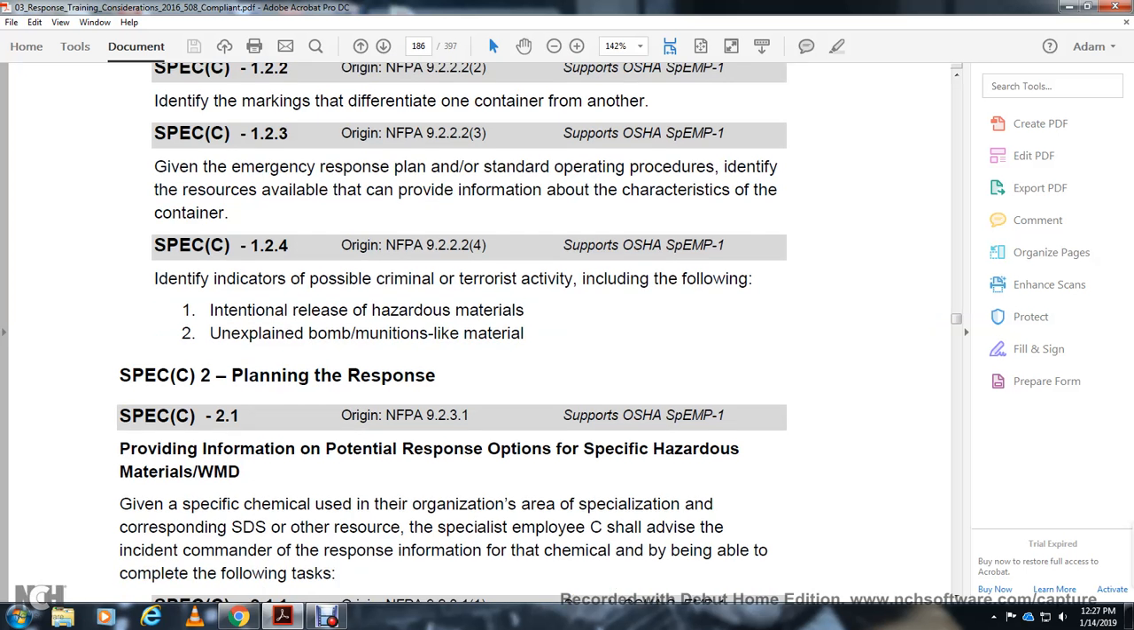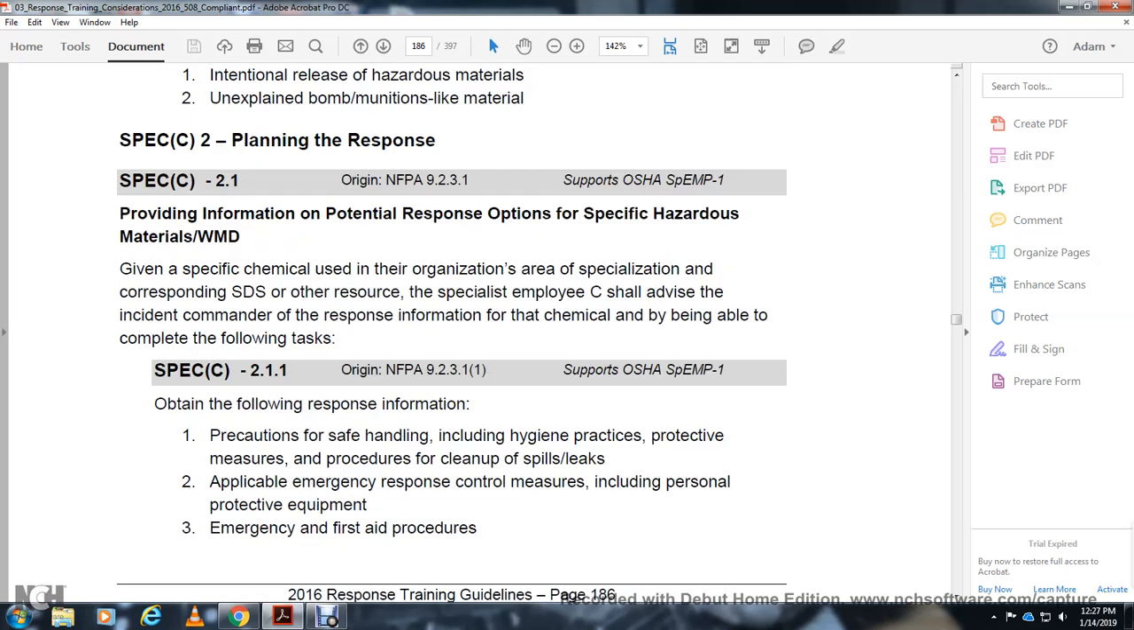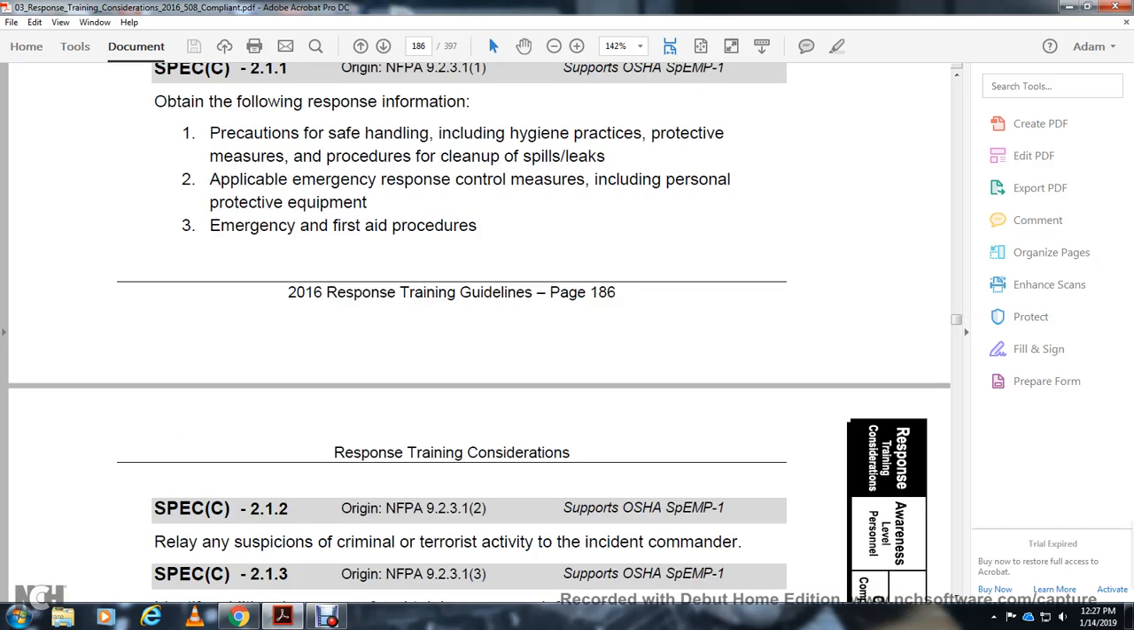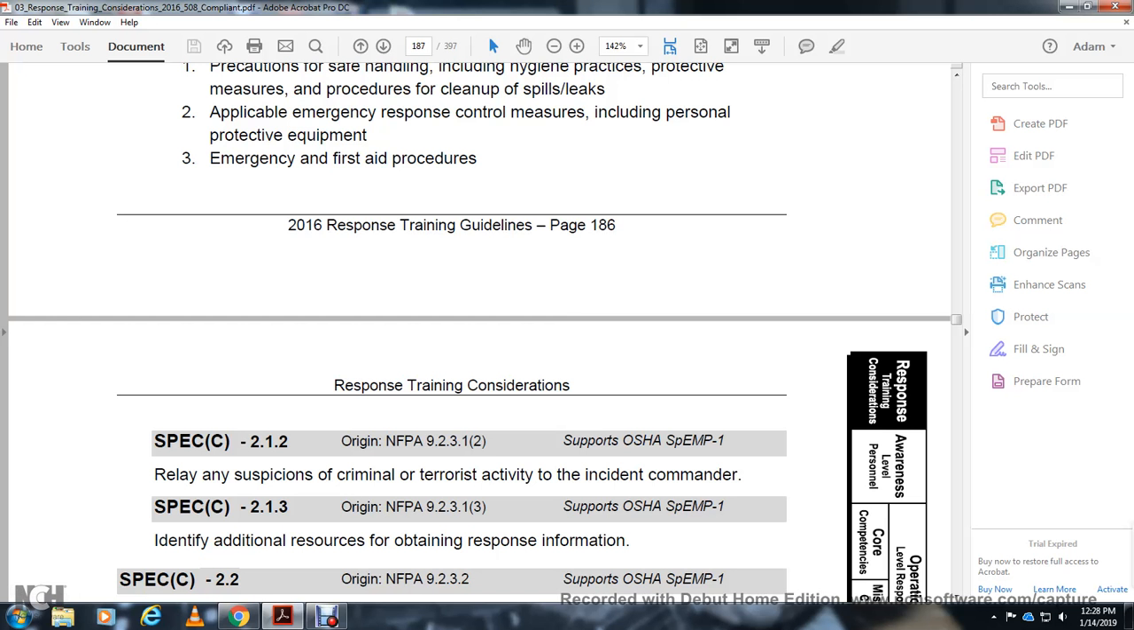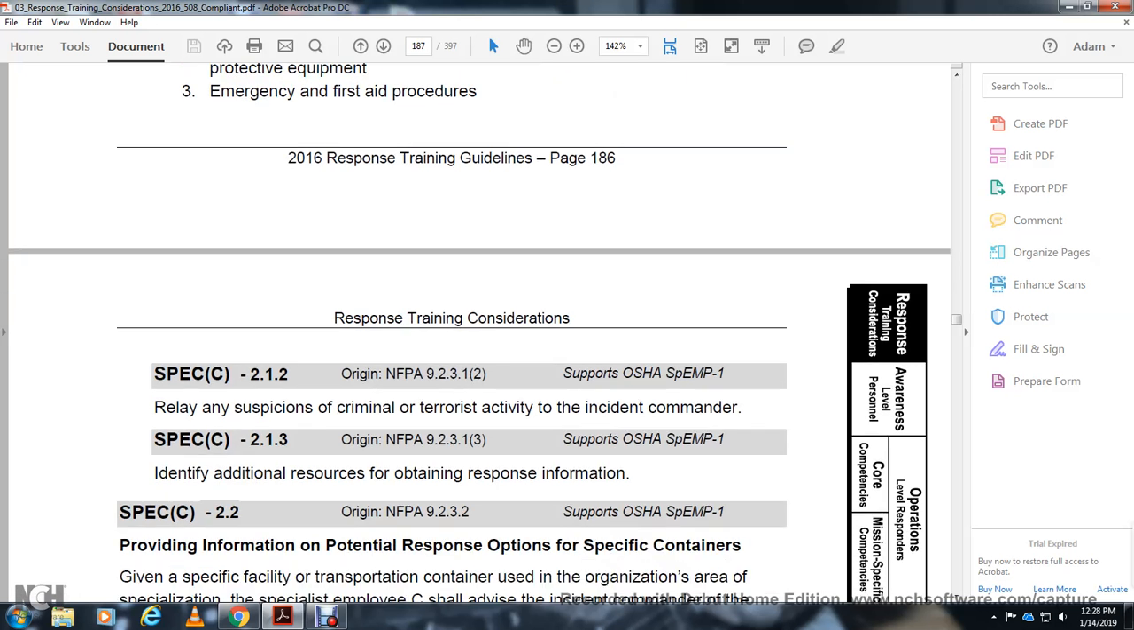Provide the information to respond with the options for the specific hazardous material or weapon of mass destruction, giving the specific chemical of the organization's area. The specialist employee, being able to provide the incident command with the response information for the chemical, shall complete the following tasks: obtain the response information for cost and safety handling, including hygiene practices, protective measures, and procedures to clean up spills and leaks; the applicable response control measures, including personal protective equipment and emergency first aid procedures; and release of any suspected criminal character to the incident command. Then identify additional resources to obtain response information.